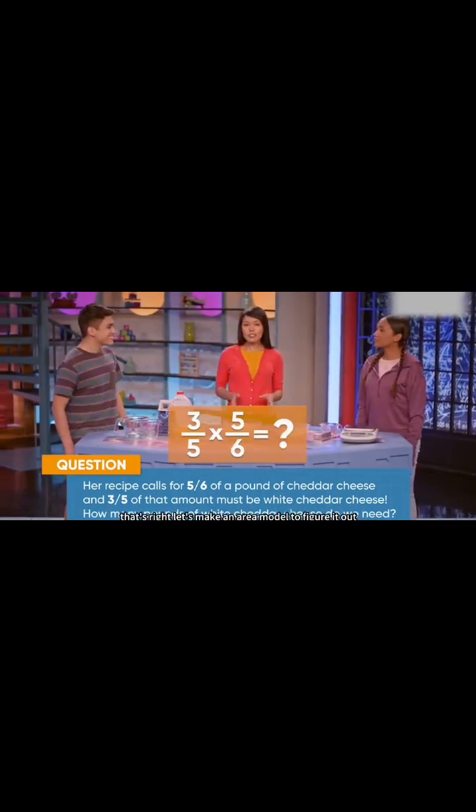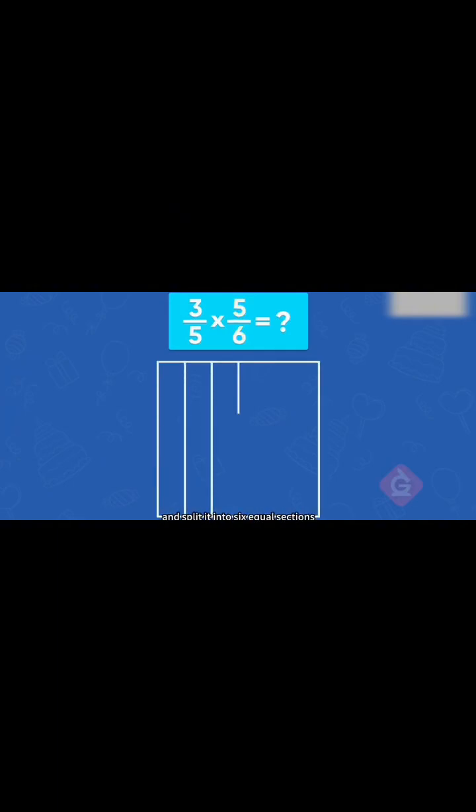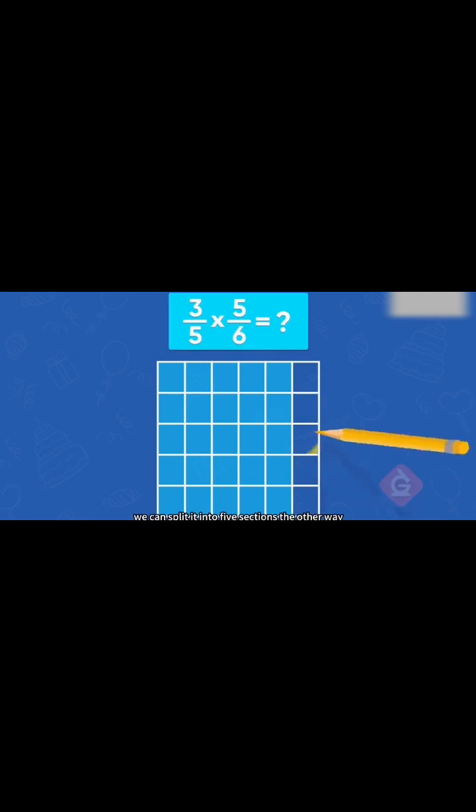That's right. Let's make an area model to figure it out. We start with representing 5/6 of a pound of cheese. To do that, draw a square and split it into 6 equal sections. Then shade 5 out of 6 in blue. That blue part represents 5/6 of a pound of cheese. Since we need 3/5 of the blue part, we can split it into 5 sections the other way and highlight 3 of them in yellow. The part in green is our answer. Now we just need to represent it as a fraction.